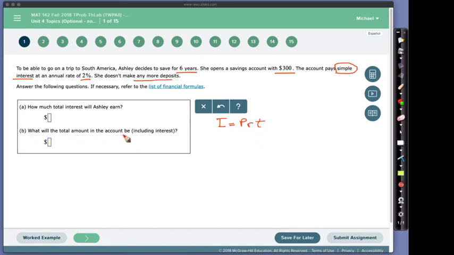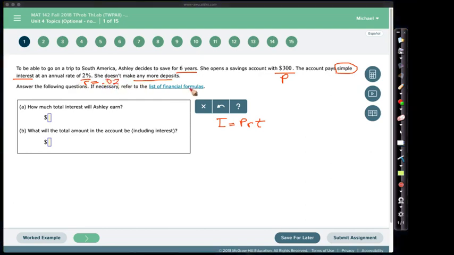What will the total amount of the account be? And then what we do is once we have the interest, we add that back to what she deposited, and we'll have our answer. So principal, that's what she deposited. That's the $300. The rate, that's the interest rate. So in this case, we take the percentage and we turn it to a decimal. So divide by 100, 2 divided by 100, or move the decimal over 2 places, which is both the same thing. R is going to be 0.02.